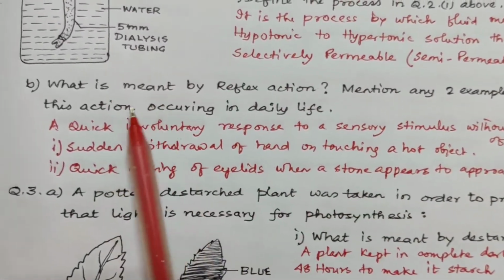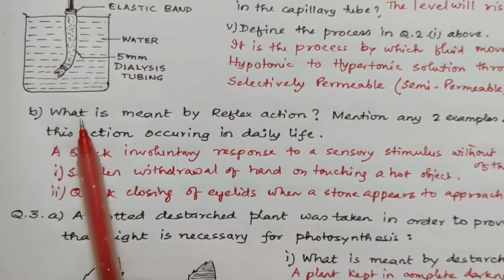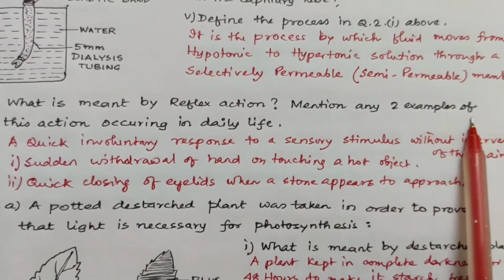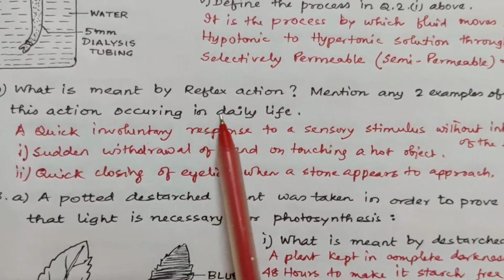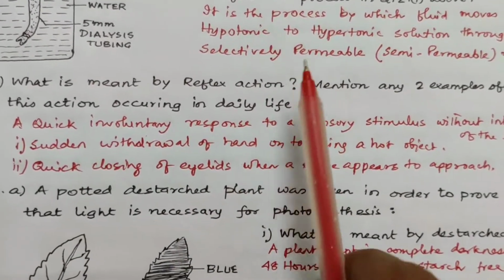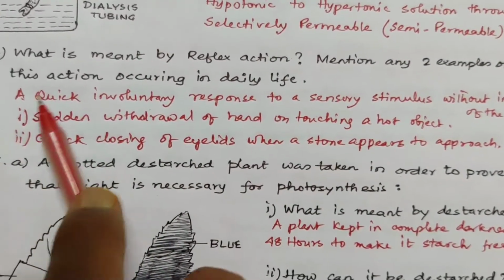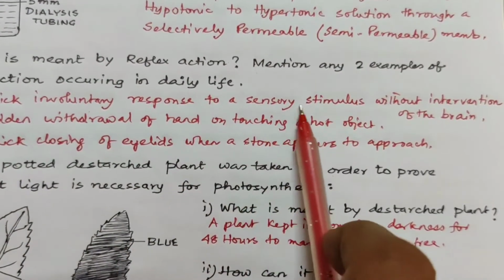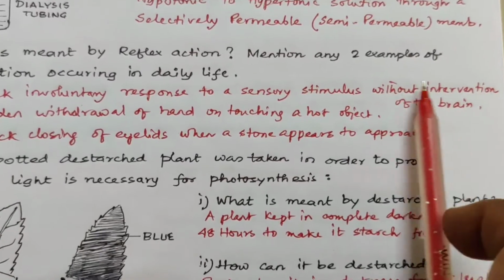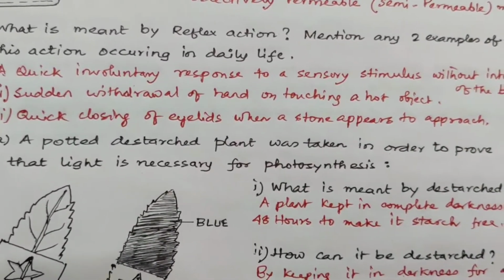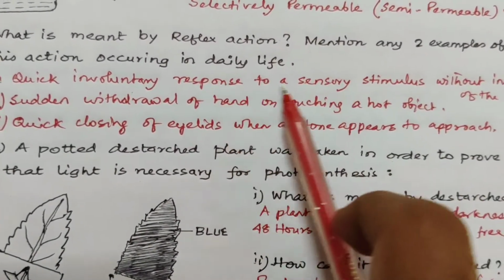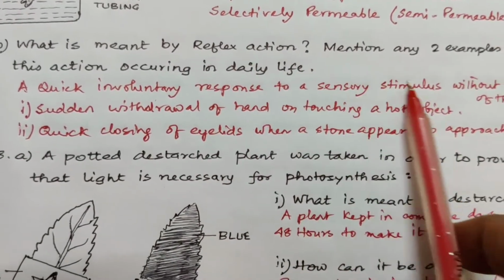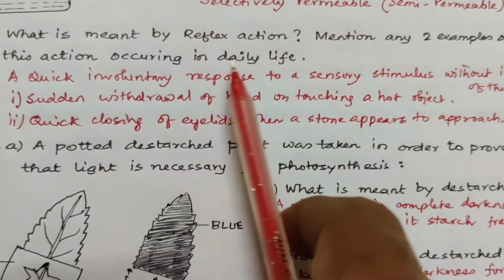Okay. The B part of the question. What is meant by reflex action? Mention any two examples of this action occurring in our day-to-day life. So this is reflex action. It's a quick involuntary response to a sensory stimulus without intervention of the brain. That is usually called spinal reflex. There is another kind of reflex also, but here in your syllabus it's only the spinal reflex.